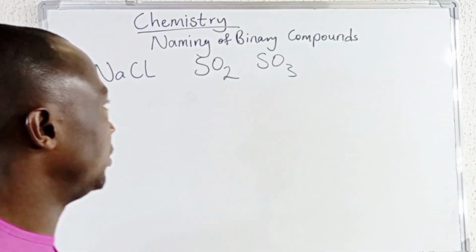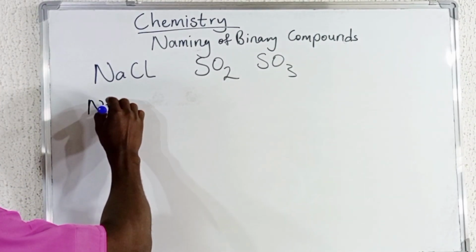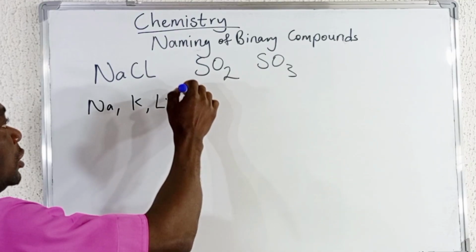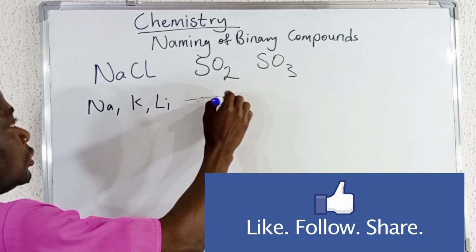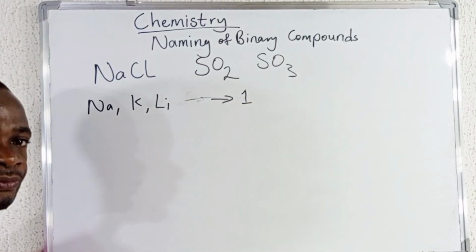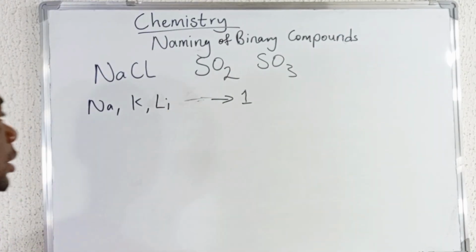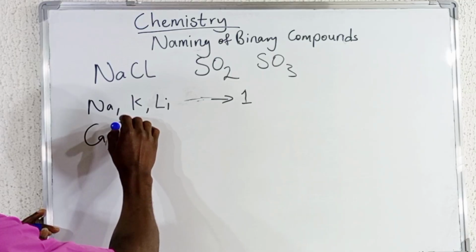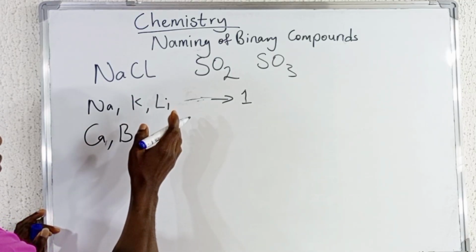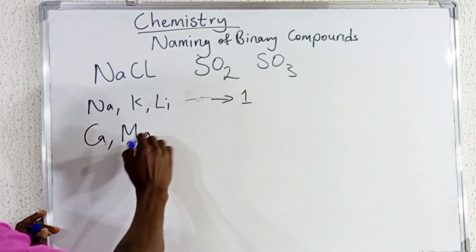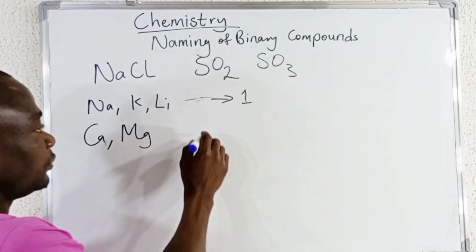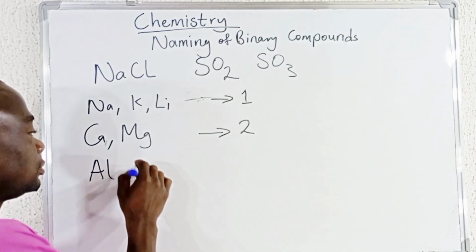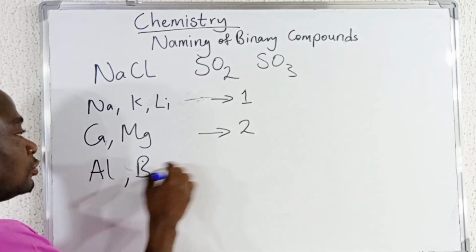Elements like sodium, potassium, lithium, and all these ones have oxidation of what? Plus one. Even silver. Then we have calcium, magnesium, and so on in group two. They have oxidation of what? Two. Then we have aluminium, boron. Those ones have oxidation of what?